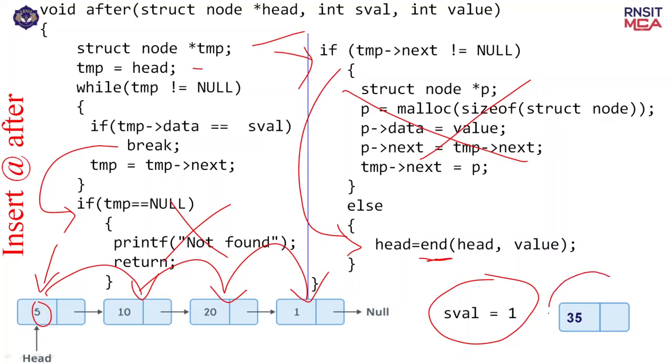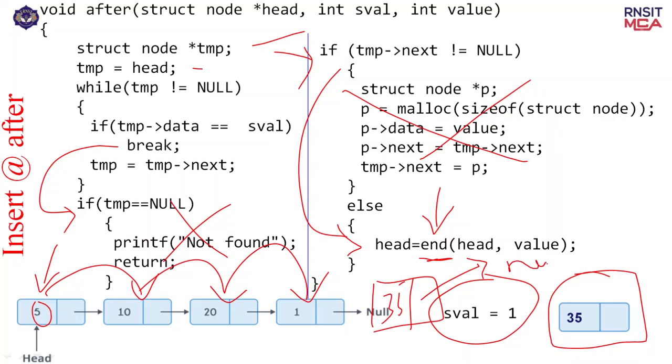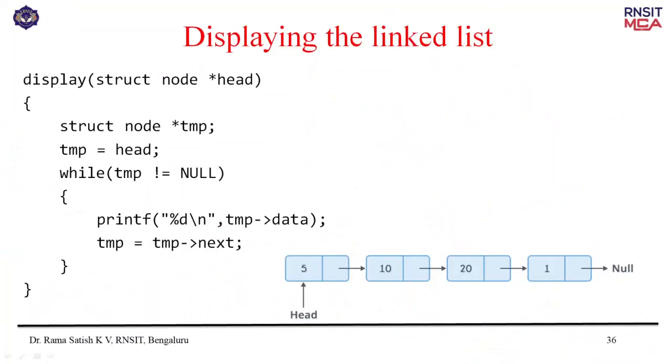So the new node, whatever the node 35, that is the value that we are having, will be inserted at the end. That means the new node will be inserted here. So it will be 35 and you will have null after that. So that function call will be done if the searching node is found at the last. So it will be called like this.